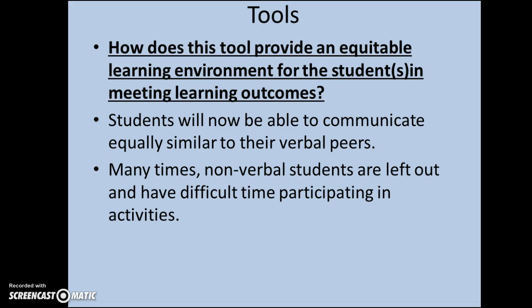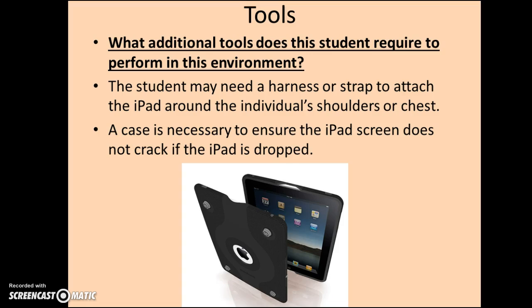Alright, tools. How does this tool provide an equitable learning environment for the student in meeting learning outcomes? So Proloquo to Go makes things a lot more equitable. Students will now be able to communicate equally similar to their verbal peers, and they can really get involved in the classroom. Many times nonverbal students are left out and have a difficult time participating in activities. So I've seen in classrooms that students that don't have any communication device that are nonverbal, they're just in the back of the classroom being ignored sometimes, or they feel really awkward because they don't know how to communicate, and they just keep to themselves.